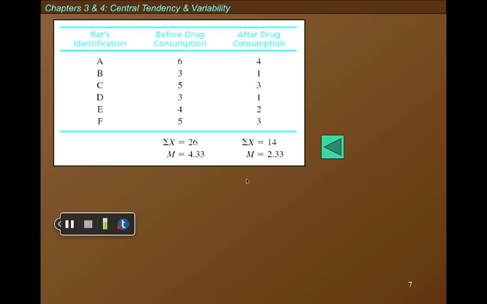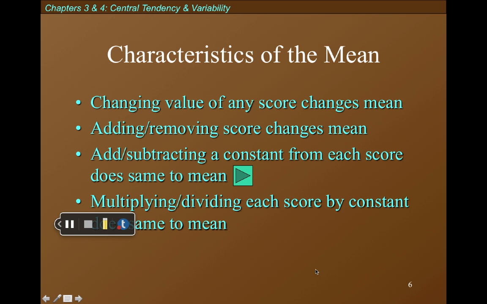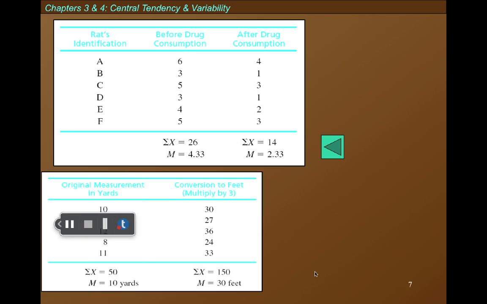And we have a little illustration of that here when we have 6 rats, and we have maybe a diet drug or something. So before drug consumption, maybe this was each rat's weight. And if each rat's weight goes down by 1 gram, from 6 to 4, 3 to 1, and so forth, then the mean is also going to go down from 4.33 to 2.33. So the mean went down by the same amount. Also, by the same token, multiplying or dividing each score by a constant also does the same to the mean.